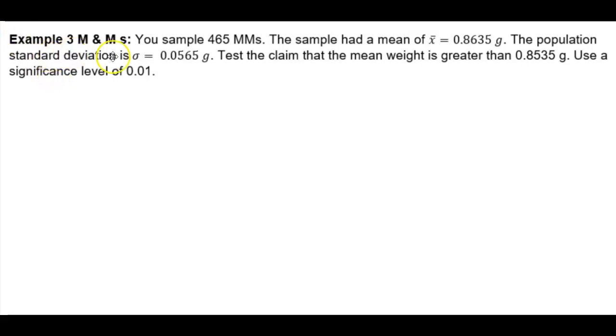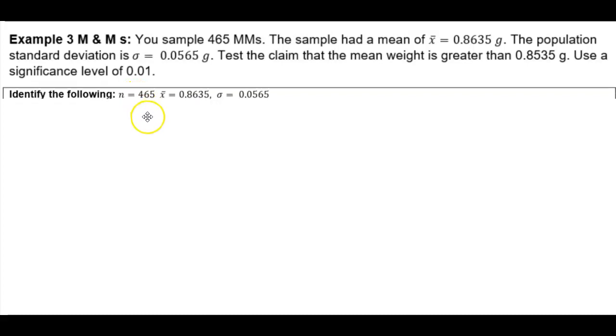Example 3, M&Ms. You sample 465 M&Ms. The sample had a mean of 0.8635 grams. The population standard deviation is 0.0565 grams. Test the claim that the mean weight is greater than 0.8535 grams and use a significance level of 0.01. So we want to identify the following.